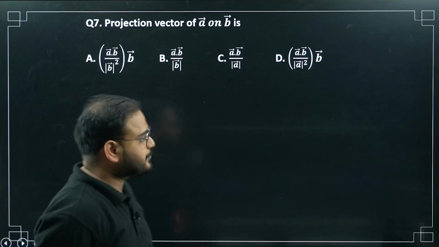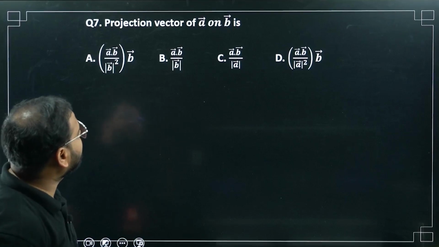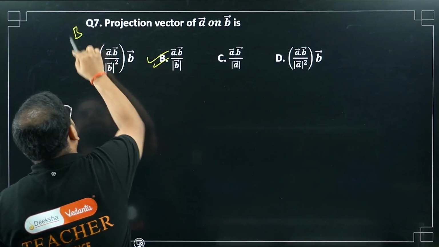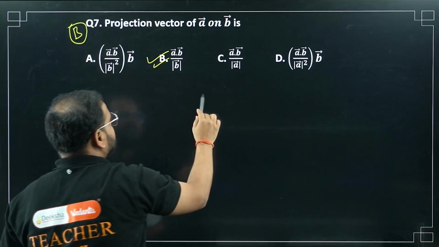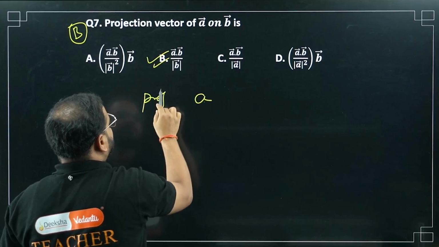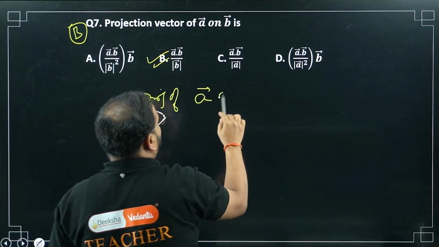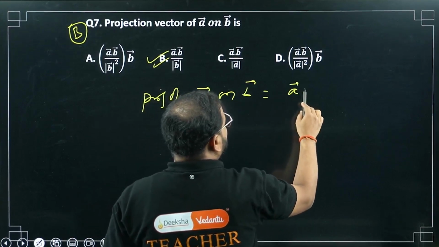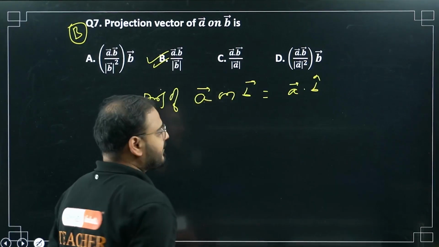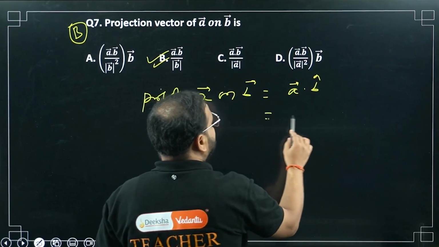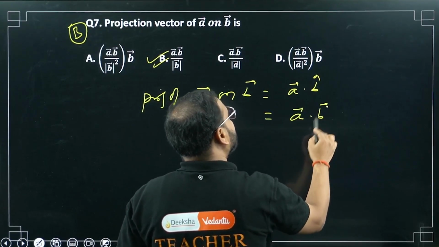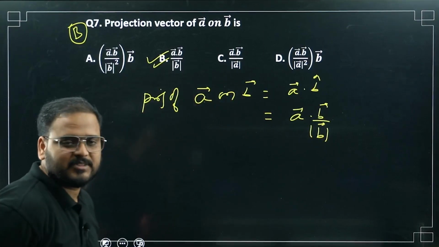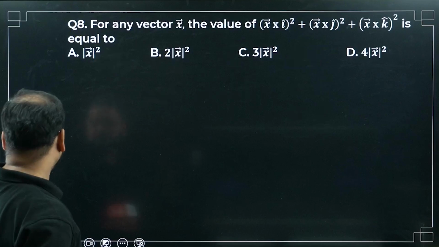Okay, question number 7. Projection of vector A on B. This is the definition, right? On B means what? Remember this. Projection of vector A on B means what? So A will be as it is, and times what? I'll write B unit vector. Correct, right? A dot B unit vector. What is it going to be? Tell me here. A dot B upon mod of B. Option number B is the same thing, right? Correct? Chaliye. Question number 8.